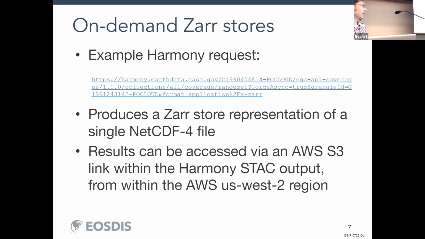So you might want to use something like the OpenScapes 2i2c hub, because that's also in the US West 2 region where the output data are hosted. You could download it with something like the AWS CLI if you really want to, but it makes sense if we're making a really big Zarr store that aggregates a lot of files, let's keep it in the cloud and let's do the analysis in the cloud.